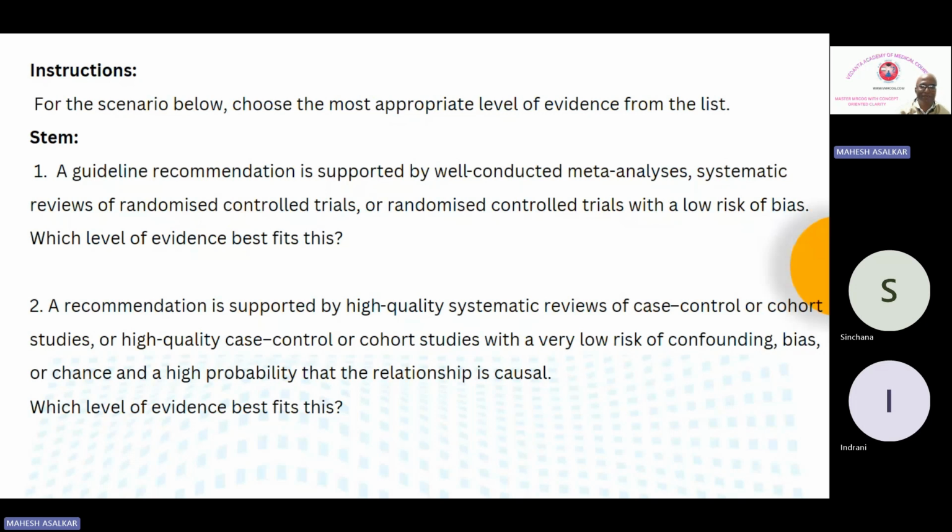Next, go ahead with the next. A recommendation is supported by high quality systematic review of case control and cohort studies, or high quality case control or cohort studies with very low risk of confounding, bias or chance and a high probability that the relationship is causal. Level of evidence is 2 plus plus. Correct. So what features? First thing, we are dealing with the case control and cohort. High quality, very low risk of confounding, and high probability of a causal relationship. Okay, so these are the keywords we should be able to pick up and then analyze.